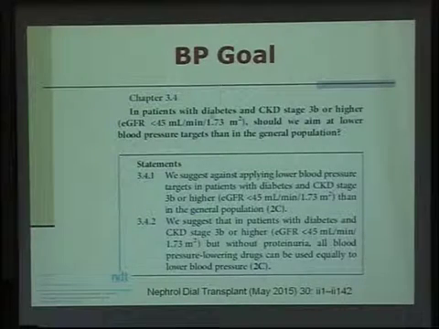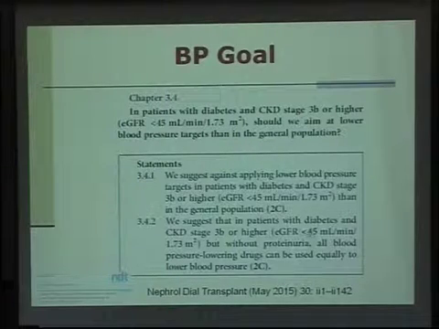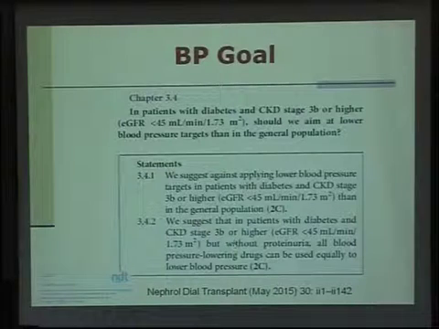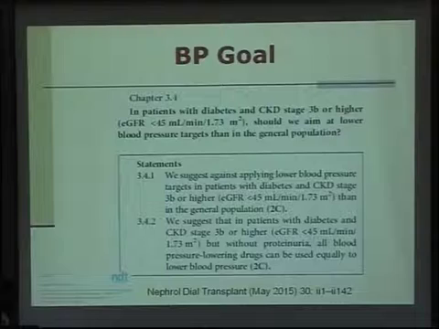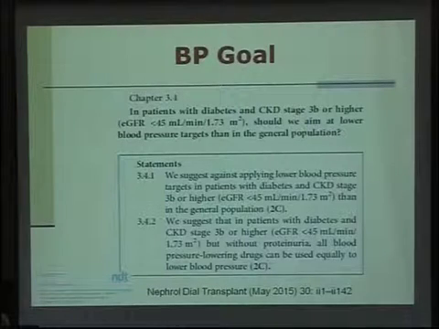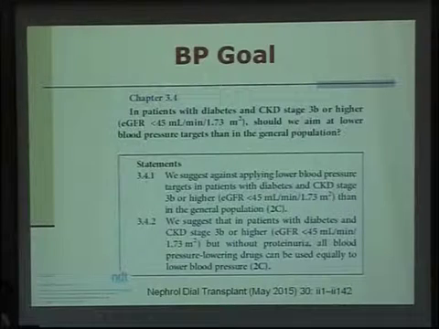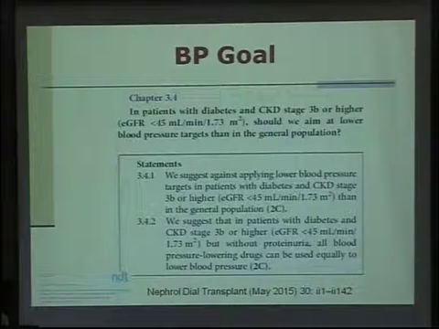And then here they suggest that in patients with diabetes and stage 3B, 4 or 5, but without proteinuria, all blood pressure lowering drugs can be used equally. So if you have a patient who has CKD, regardless of the stage, and he is diabetic, use any drug so long as you don't have significant proteinuria. And this is the same as I mentioned in the previous slide.